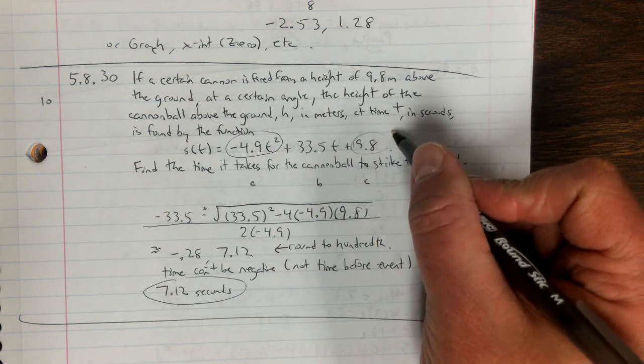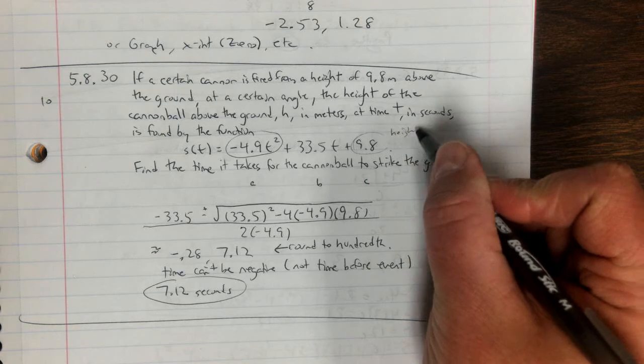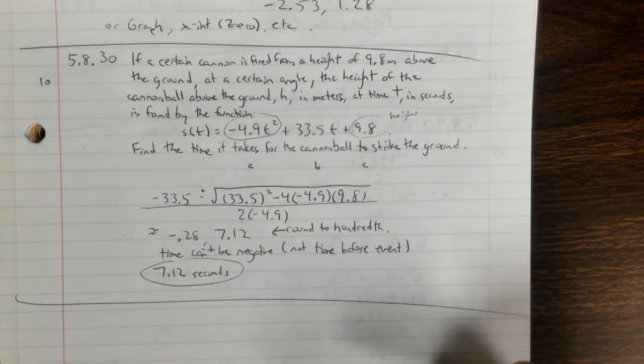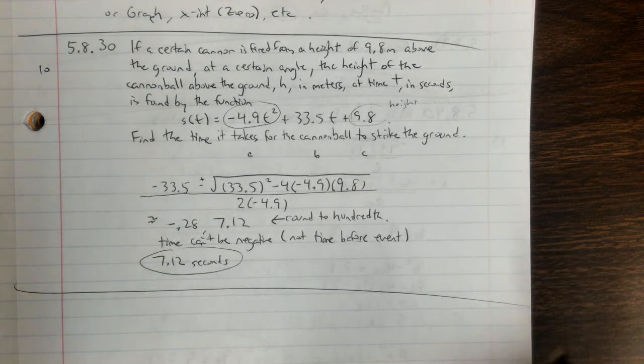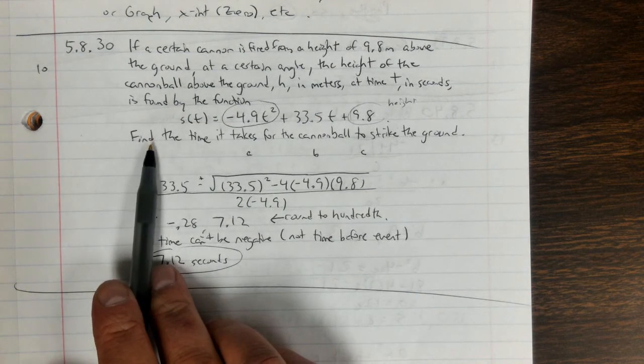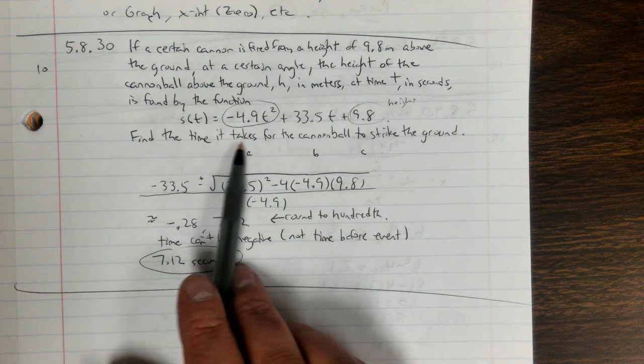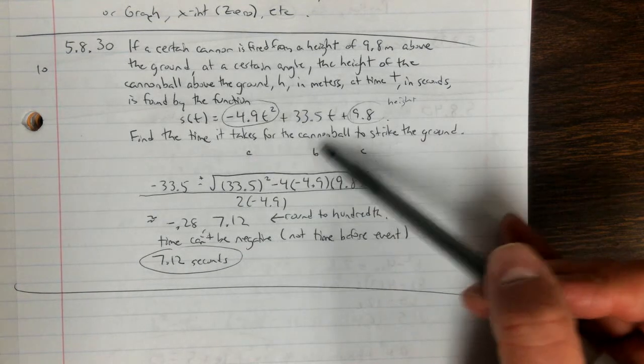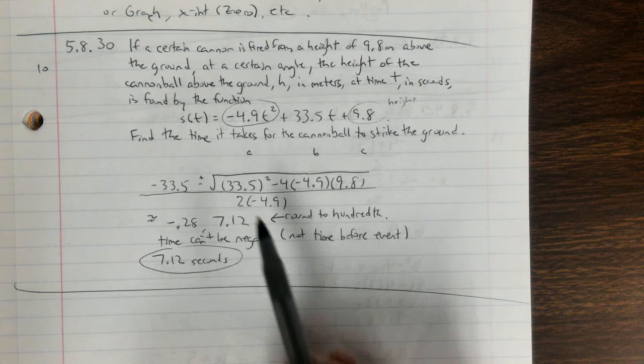This one would be your original height, and then this just adjusts it left or right. That's the linear term. And it says find the time it takes for the cannonball to strike the ground. So again, here's your A, here's your B, here's your C. And you just do it.